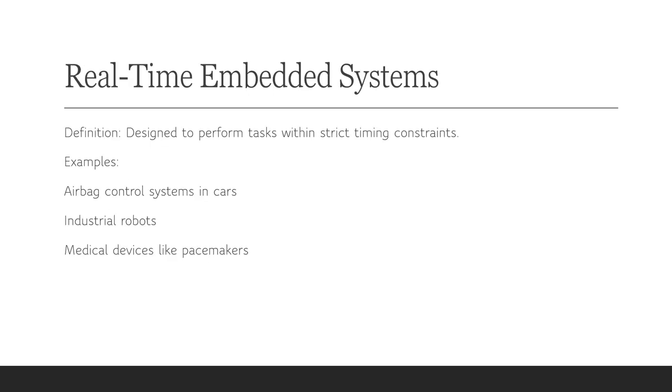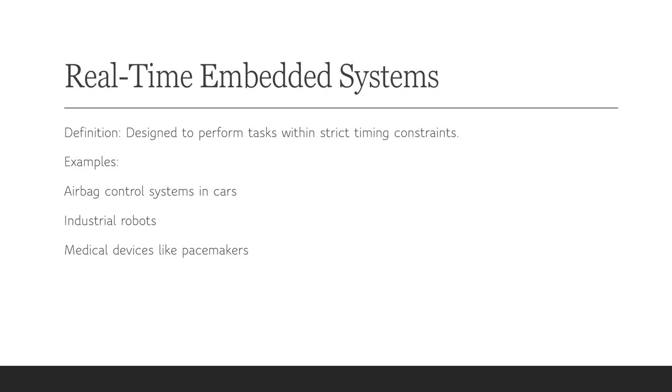Real-time embedded systems. This is the first classification of embedded systems. Definition: it is designed to perform tasks within strict timing constraints. What does this mean? For example, your vehicle has an airbag. When a crash happens, your airbag must deploy within seconds. It will be activated and open within seconds of the crash.